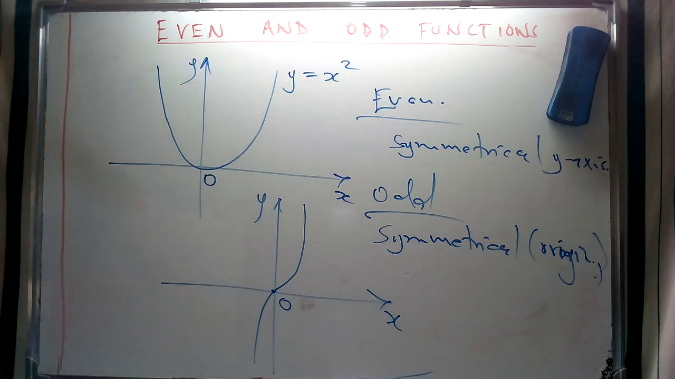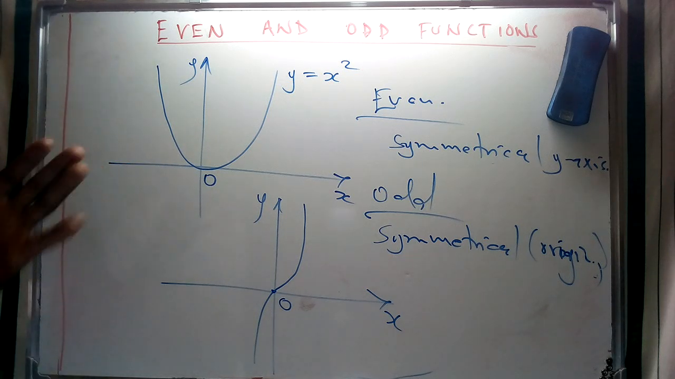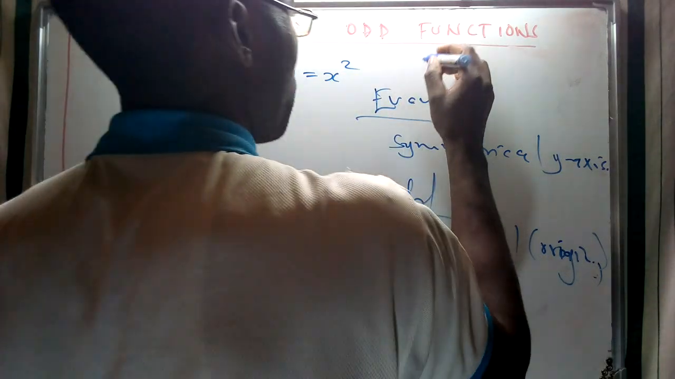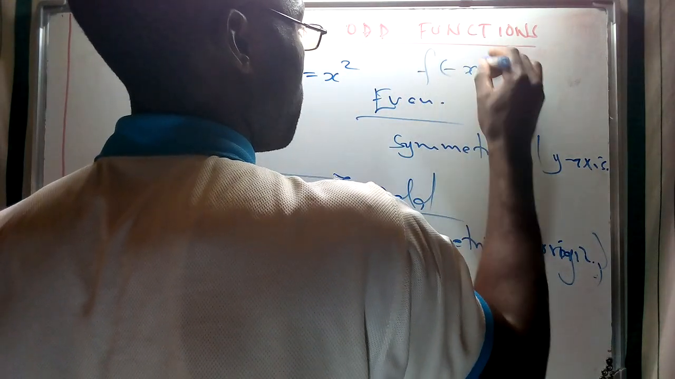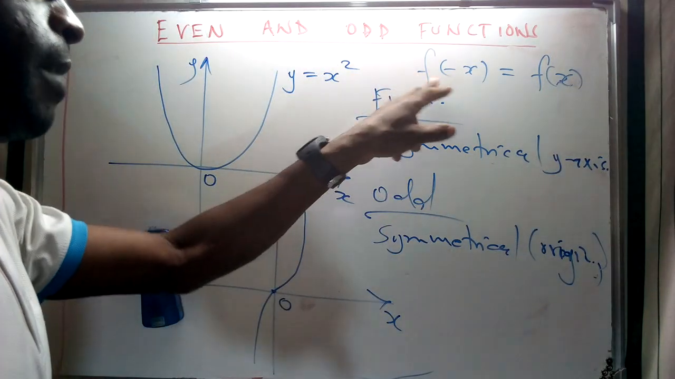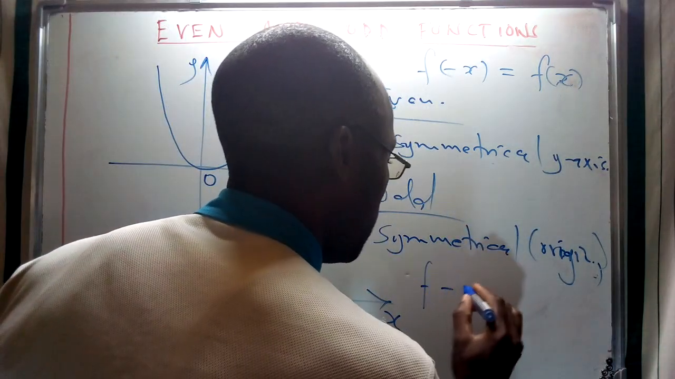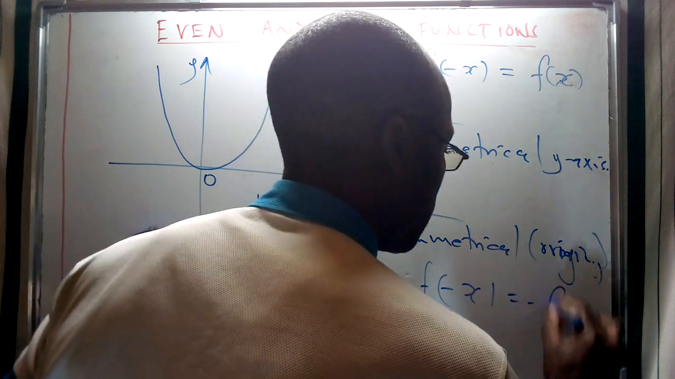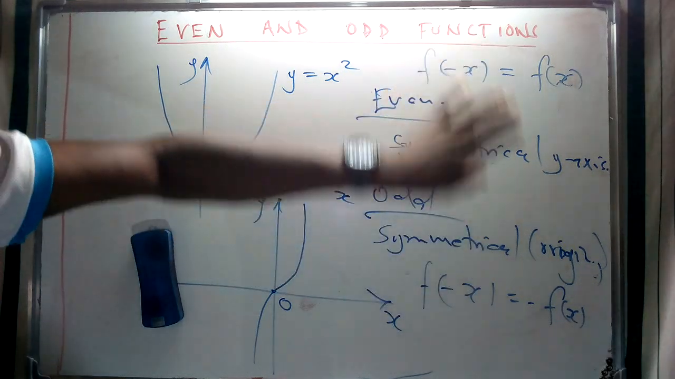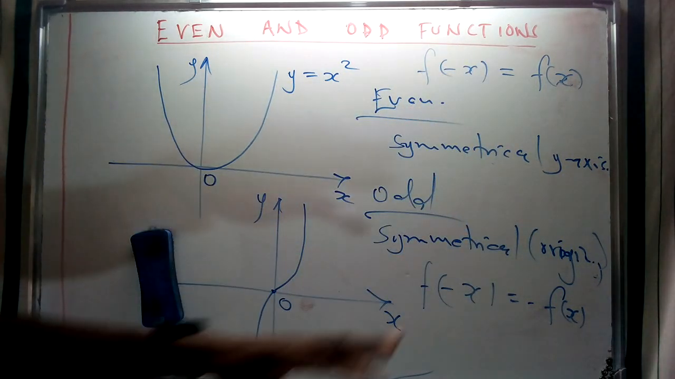So we can distinguish between even and odd functions in an algebraic way. For even functions, the function of x is equivalent to f(-x). And for odd functions, f(-x) is given as negative the function of x, -f(x). This is an algebraic way in which we represent odd and even functions as I've indicated.